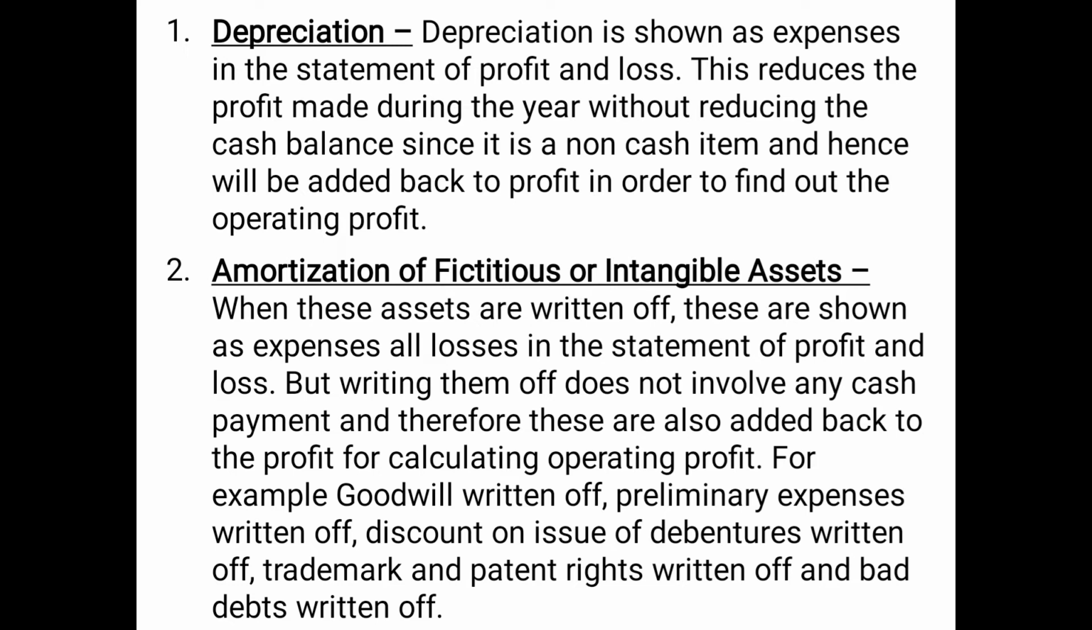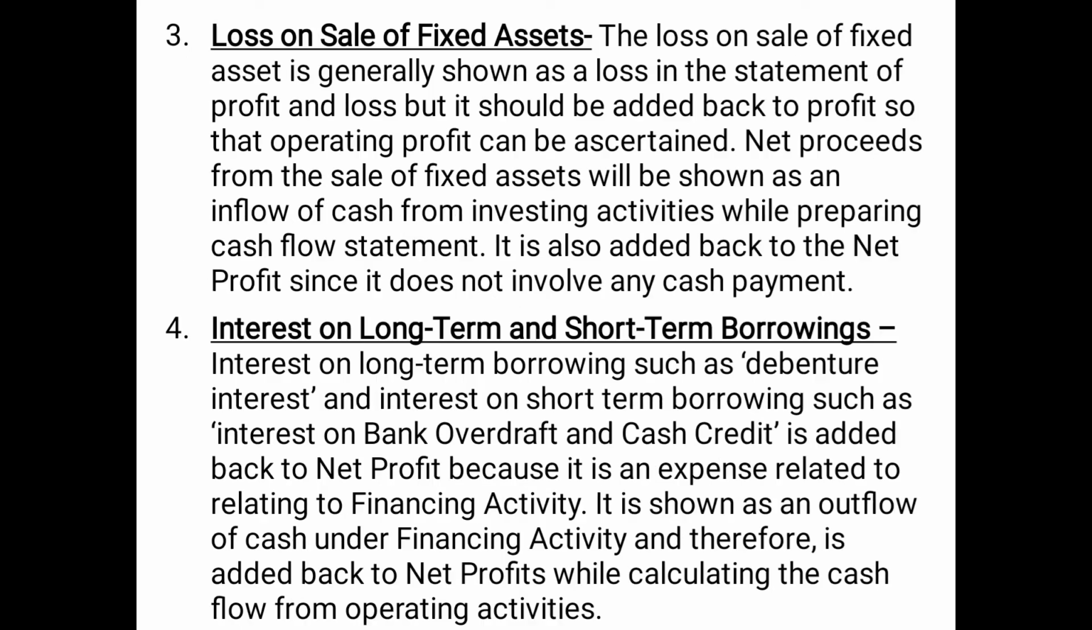When these assets are written off, these are shown as expenses, all losses in the statement of profit and loss, but writing them off does not involve any cash payment, and therefore these are also added back to the profit for calculating operating profit. For example, goodwill written off, preliminary expenses written off, discount on issue of debentures written off, trademark and patent rights written off, and bad debts written off. So these are the examples of amortization of fictitious or intangible assets which need to be added back to the profit. Then point number 3, loss on sale of fixed assets.